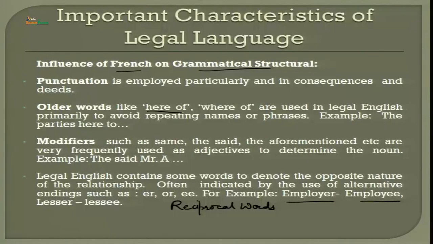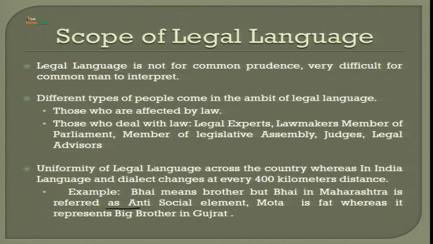Punctuation plays an important role. You must know about the older words, for example, hereof, whereof, and the parties hereto. So we have been using these things as characteristic features to identify the legal language. Scope of legal language: two kinds of people are involved, one who is affected by the law and one who deals with the law. That means legal experts, lawmakers, and also plaintiffs and defendants. Law experts, lawmakers, members of parliament, members of legislative assembly, juries and judges, advisors, they all are there. One who is affected and one who is dealing with it. So these two categories come in the ambit of legal language.